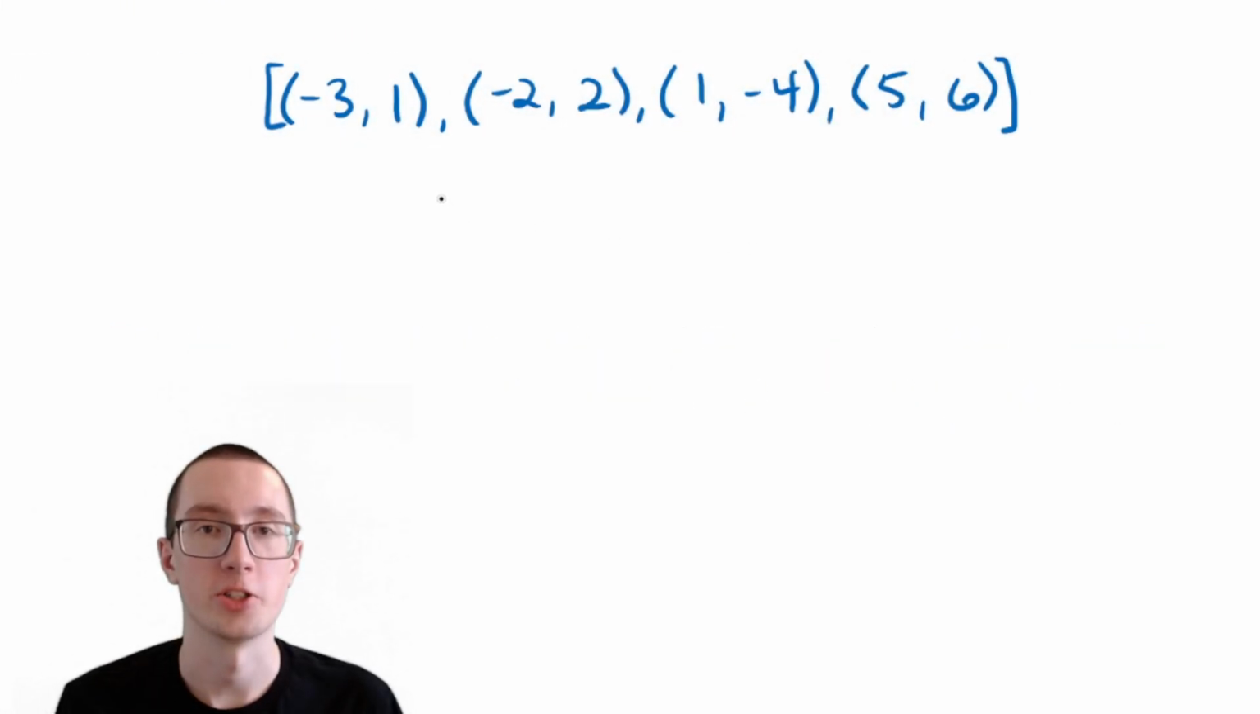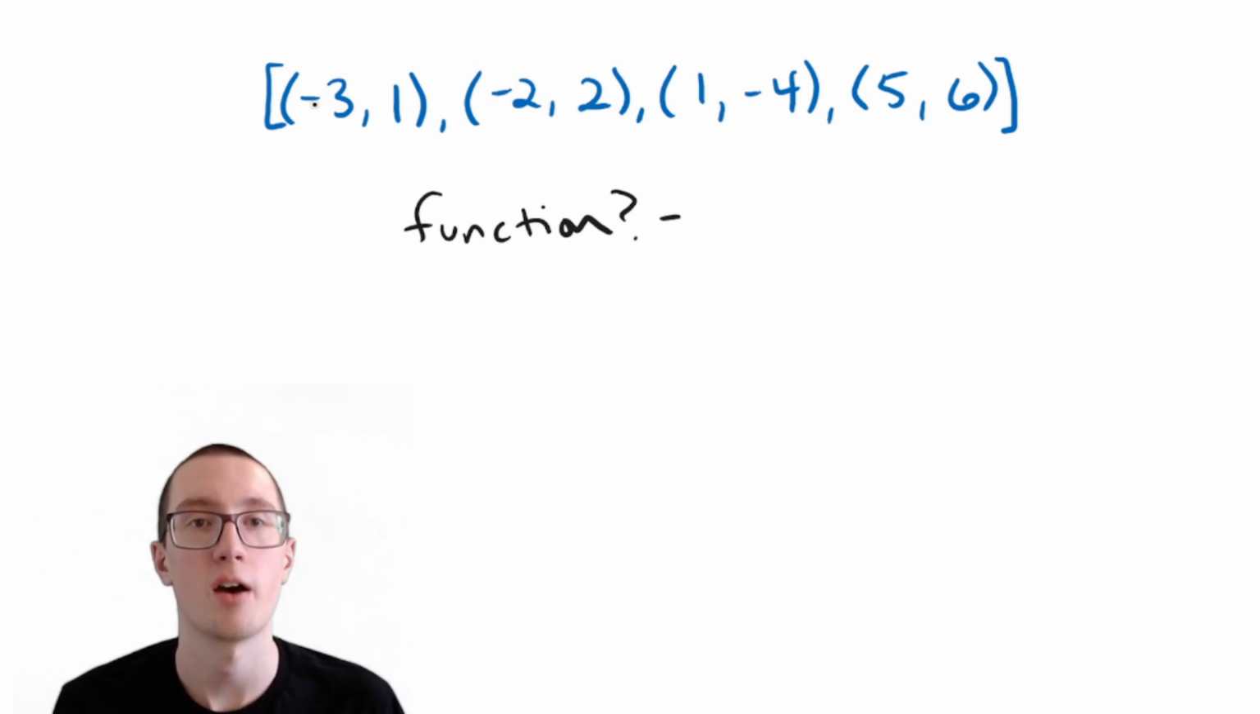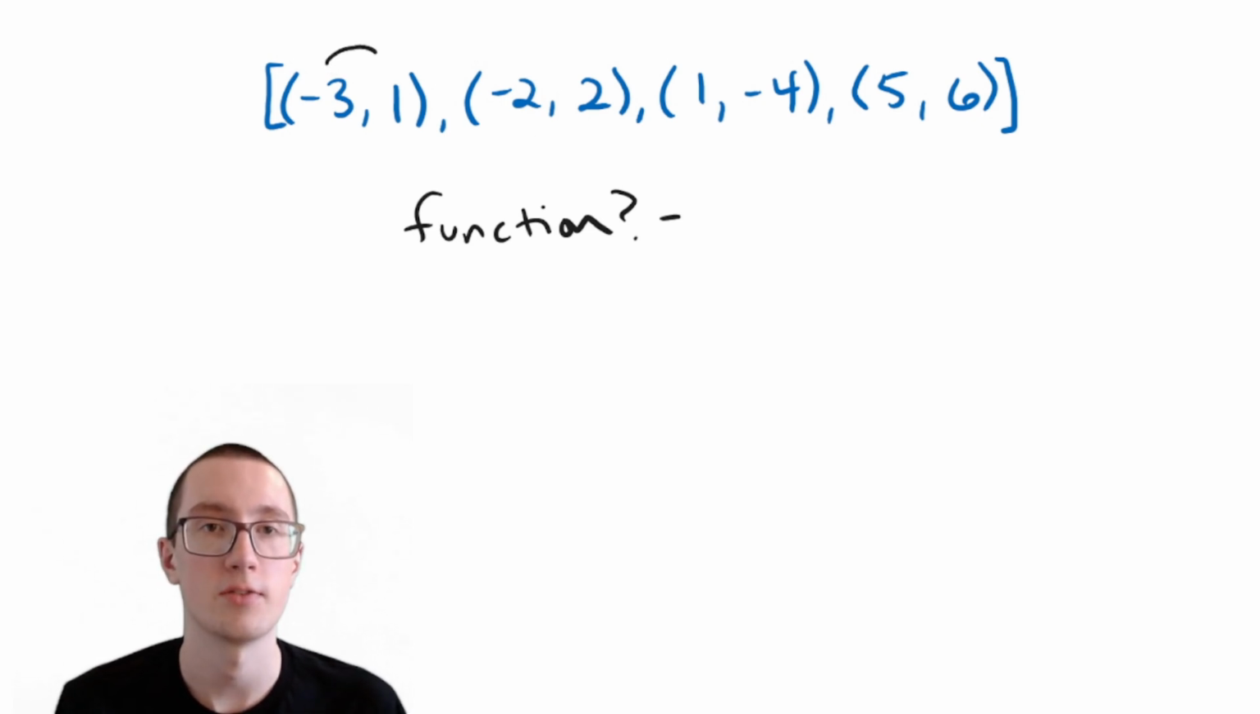All right, so first question, is this a function? For it to be a function, we have to make sure that we don't have a number we're putting in giving us 2 or more things. So let's see, -3 gives us 1, -2 gives us 2, 1 gives us -4, and 5 gives us 6. Yeah, I don't see the same input giving us 2 outputs. I mean, each one of these is different. So yeah, that's a function.